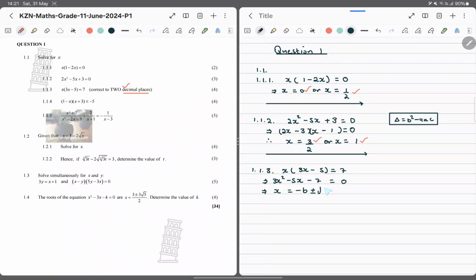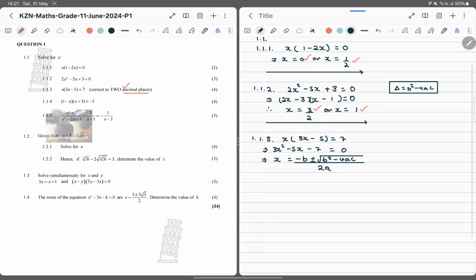Okay, we need to write the quadratic formula first, and we then substitute. Minus into minus 5 plus or minus the square root of minus 5 squared minus 4 into 3 into minus 7, all divided by 2 into 3.